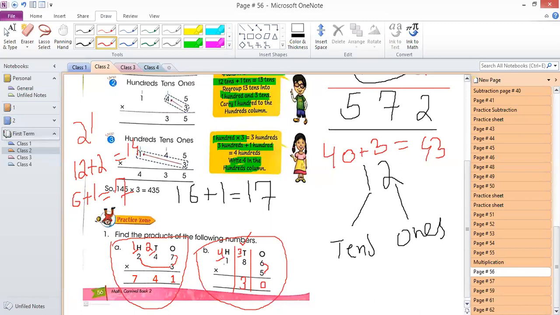Now multiply 5 by 1. 5 multiplied by 1 is 5. And 5 plus 4 is 9. So 930 is the answer.